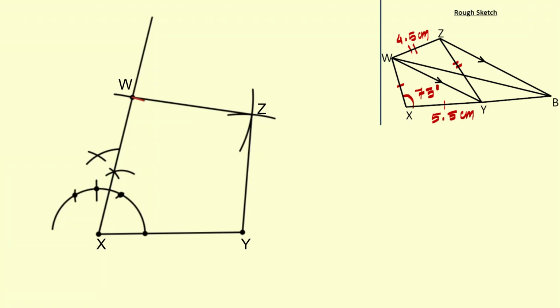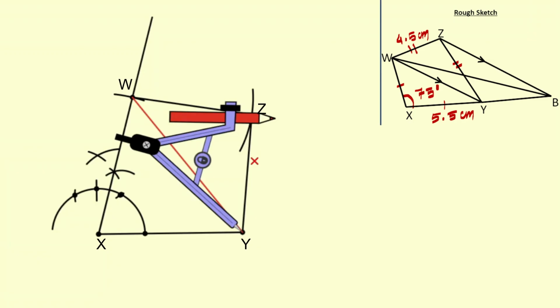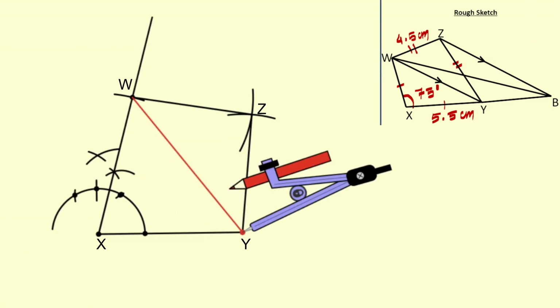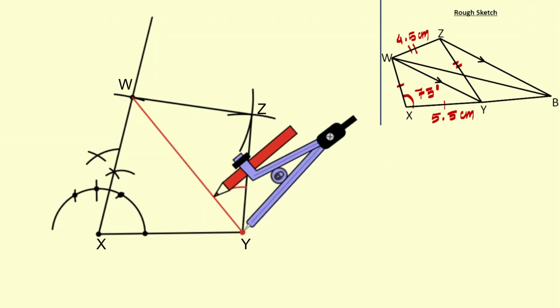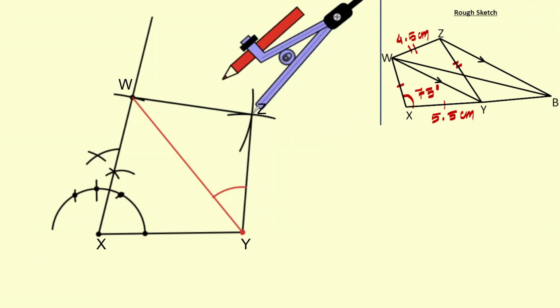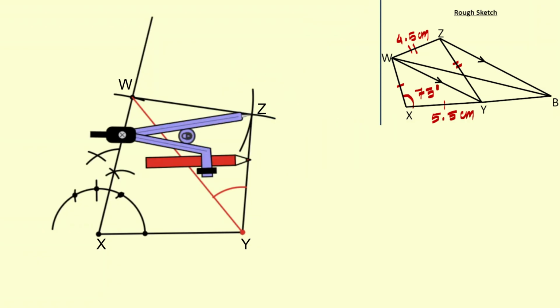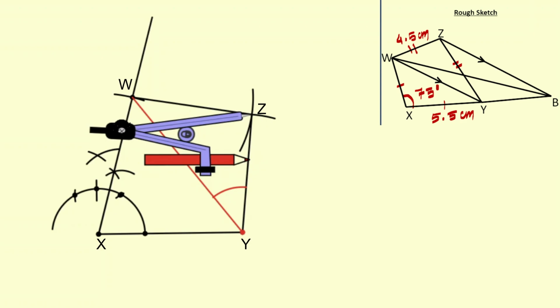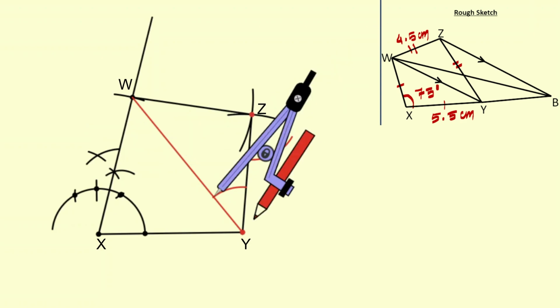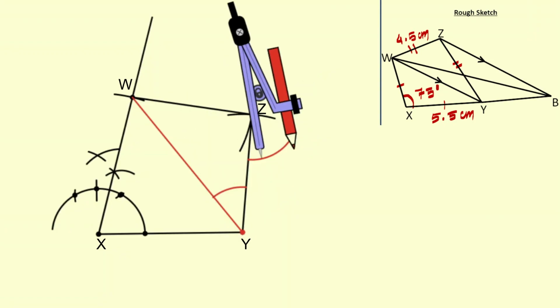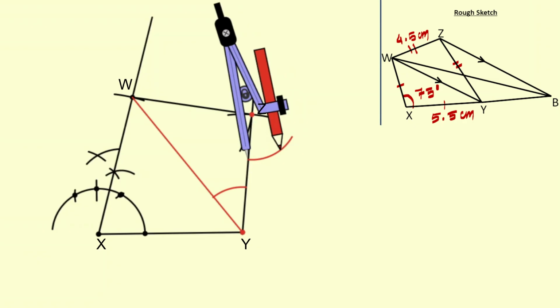Make the diagonal WY and then a line parallel to the diagonal. For that, I have to make an arc over here. Without reducing the size, I'll put my compass and make a similar arc. Okay. See? Now I'll measure the size of the angle. Put my compass back and cut this arc.